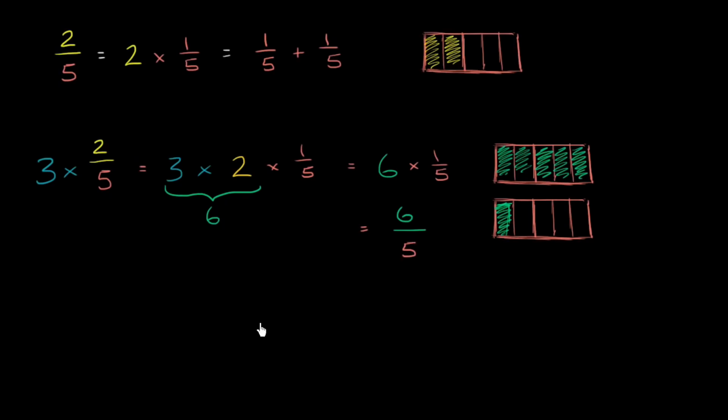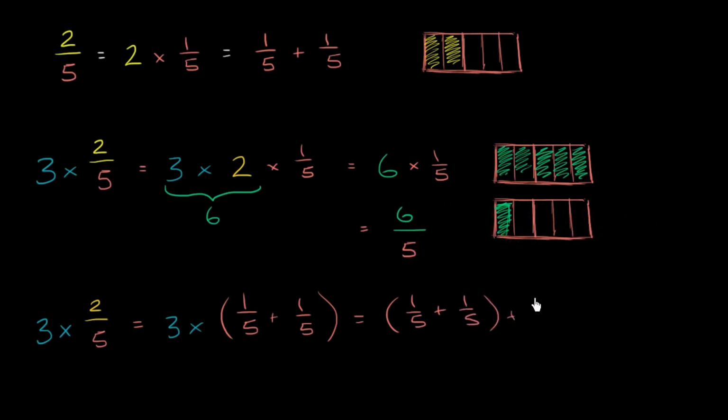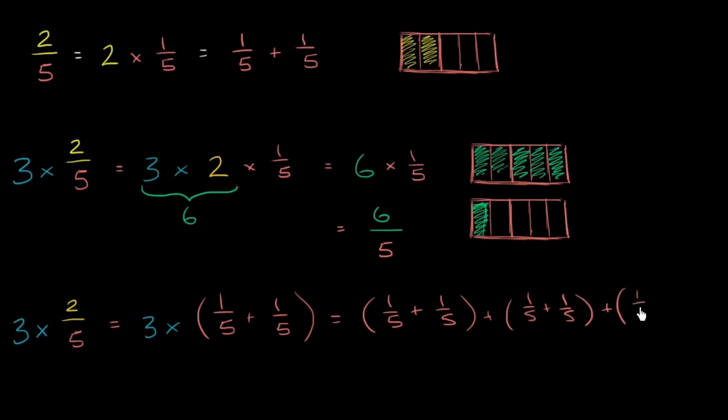Now you might have said, what if, instead of viewing 2 fifths as we just did in this example, we view 2 fifths as 1/5 plus 1/5? What would happen then? Well, let's try it out. So 3 times 2 fifths, I'll rewrite it. 3 times 2 fifths is the same thing as 3 times 1/5 plus 1/5. So I just have to have 3 of these added together. So it's going to be 1/5 plus 1/5 plus 1/5 plus 1/5, I think you get the idea here, plus 1/5 plus 1/5.